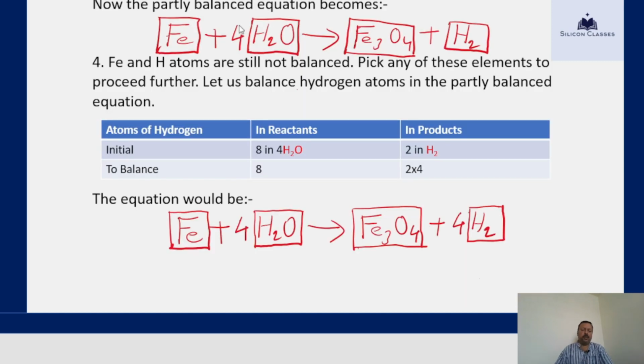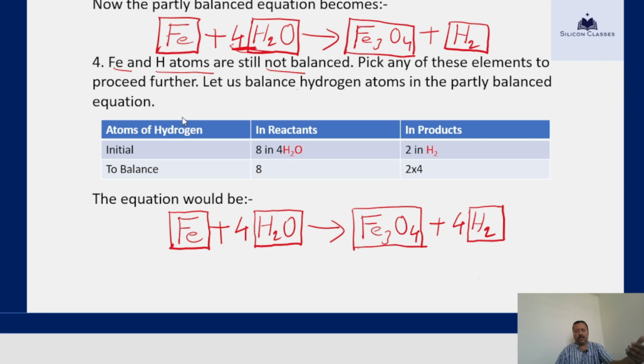Here we have seen iron, water is multiplied by 4 and the other compounded elements remain the same. Next, Fe and hydrogen atoms are still not balanced. So we should take the hydrogen atoms.